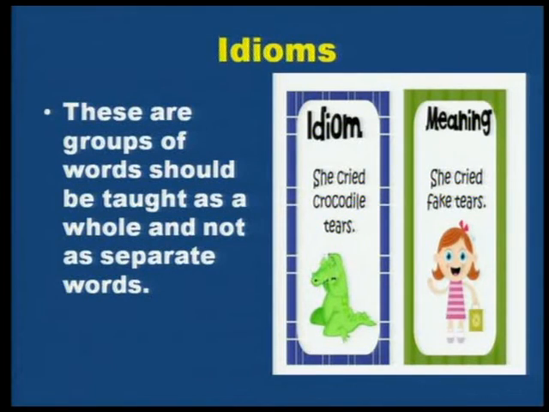She cried fake tears. That is the meaning of that, and that means she didn't cry. That means that is not natural. She cried crocodile tears. She shed crocodile tears. That means she acted like she is crying, but she is not crying. That is the meaning of this. And this type of sentences are known as idioms.